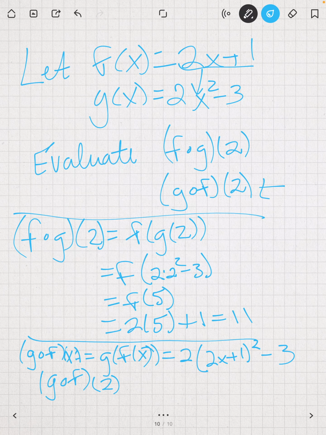G composed f of 2 is 2 times 2 plus 1 squared minus 3. 2 times 2 is 4, plus 1 is 5. 5 squared is 25. Times 2 is 50, minus 3 is 47. And so we'll look at just a couple more examples of g compose f, right? Because we need not move in that singular direction.